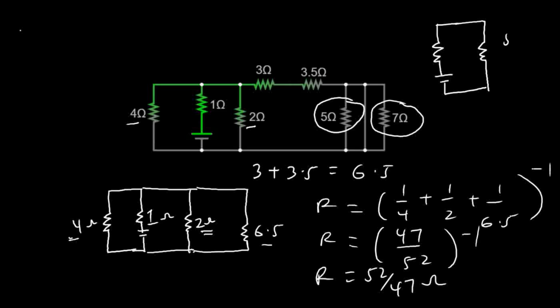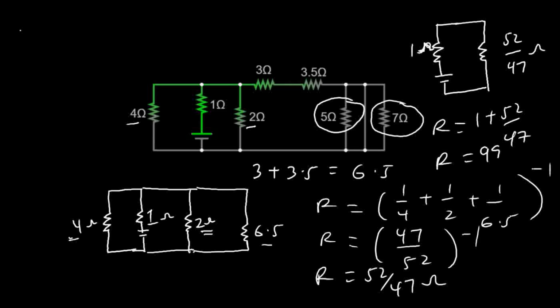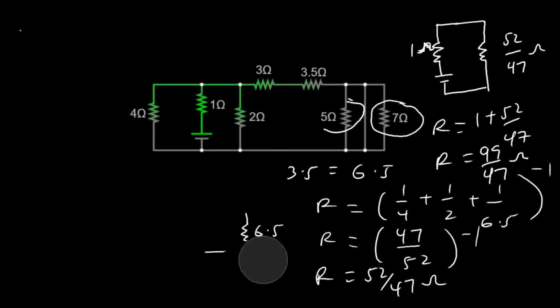So here's the 52 on 47 ohms, and then here's the 1 ohm. So then the effective resistance will be 1 plus 52 on 47. And this gives us R to be equal to 99 over 47 ohms. That will be the effective resistance of the circuit. So now let's run the simulation for this circuit and then see how the short circuit affects the circuit.